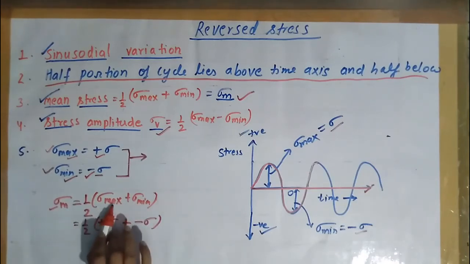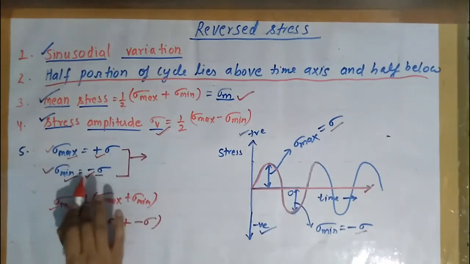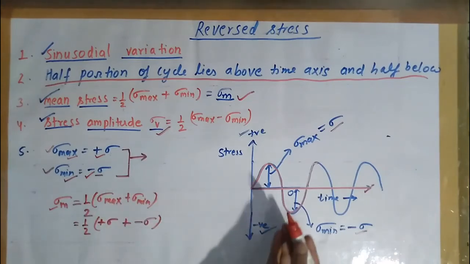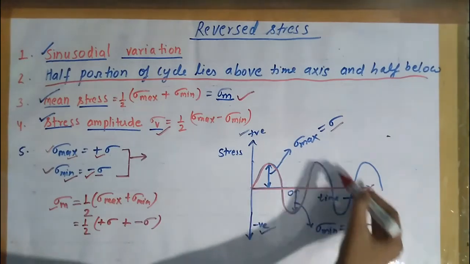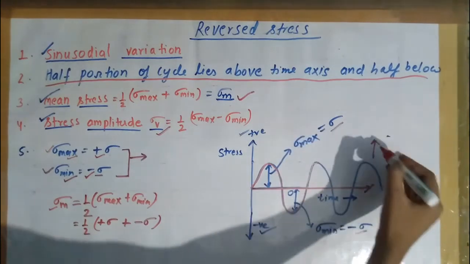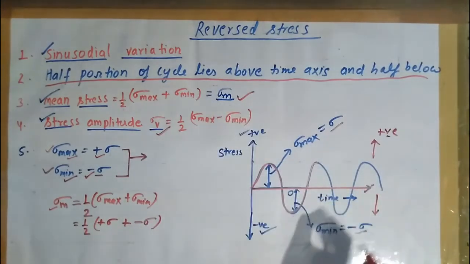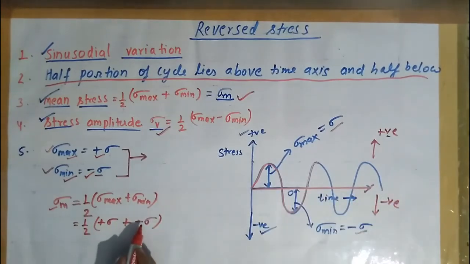That is, sigma max is positive here and sigma min is negative here. The sign is chosen according to whether the stress lies above or below the time axis. The portion lying above the time axis is considered positive and the portion of the graph lying below the time axis is considered negative. So accordingly we choose the signs for sigma max and sigma min. So the mean stress is equal to sigma minus sigma, which is equal to 0. So the mean stress comes out to be 0 for the case of reverse loading condition.